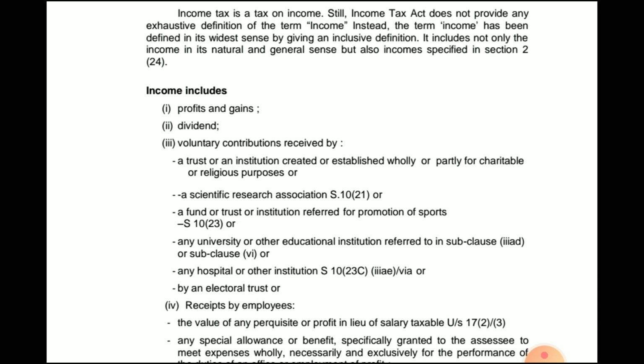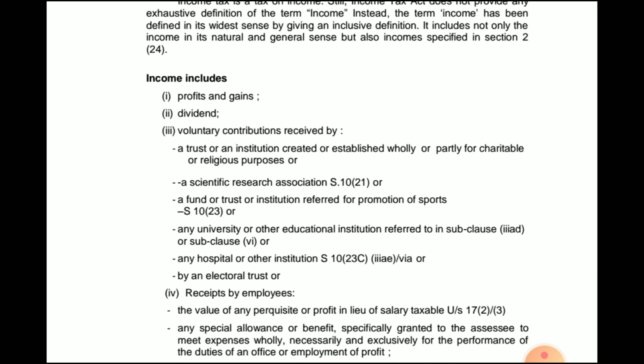Similarly, a hospital or other institutions, right? If any hospital or other institution is getting any contributions or donations from the people, even that is treated as income. Then by an electoral trust. If any person has started a trust and they are getting any contribution, even that is counted as income for that electoral trust. Now this is the third type, where voluntary contribution is received by these different associations.